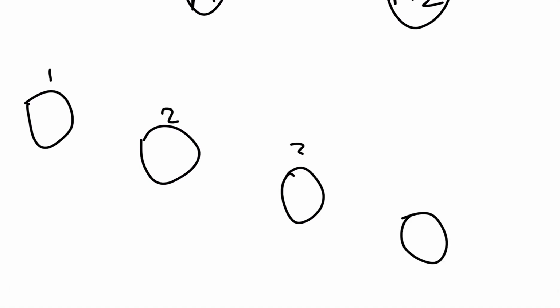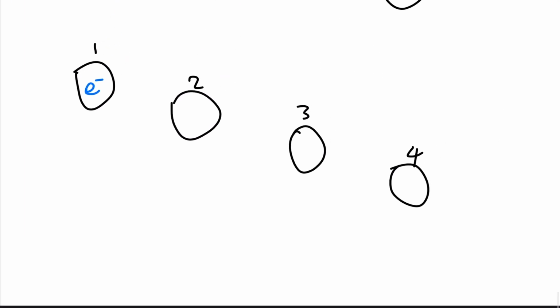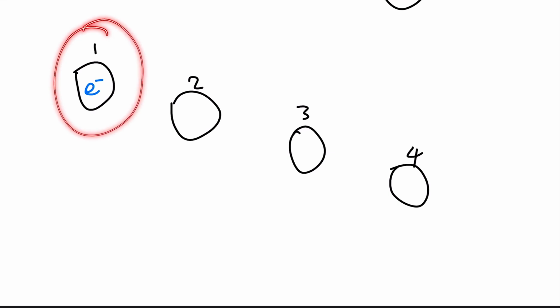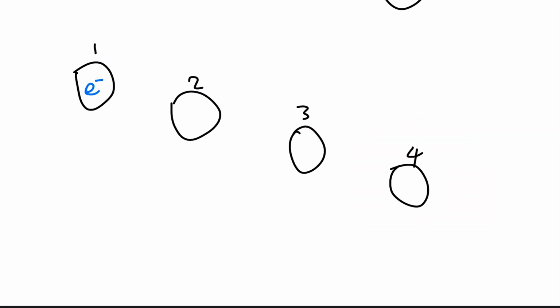Complex 1, 2, 3, and 4. Let's just call it that. And let's say I have an electron. It's blue colored. Now, there's one thing that's pretty important that I want to tell you: the affinity for electrons will decrease down the complexes, meaning that the first complex in the chain has the lowest affinity to electrons, while the fourth, the last complex, is going to have a high affinity for electrons.